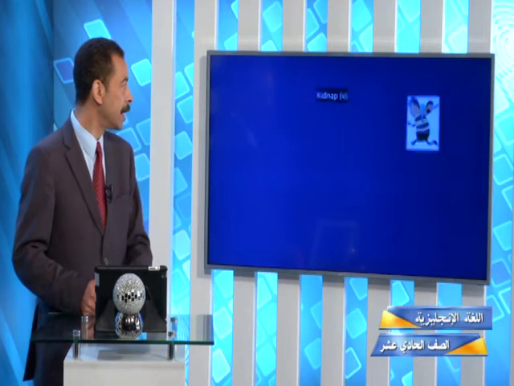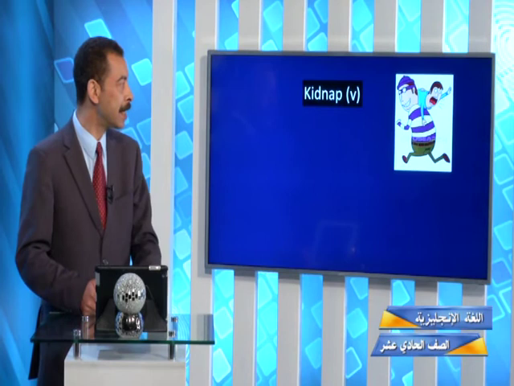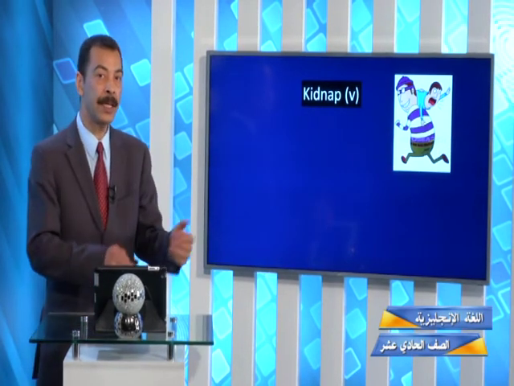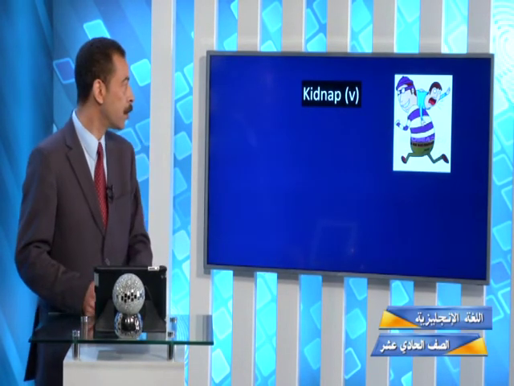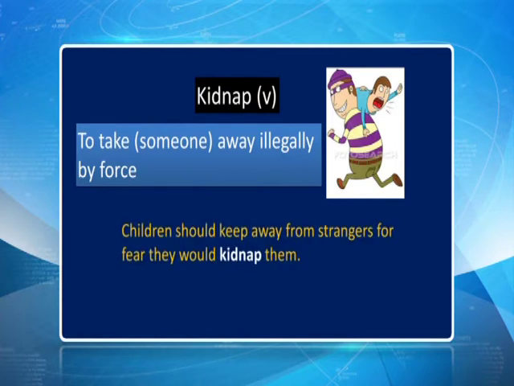Our next word is kidnap. As the picture illustrates, we have someone taking another person by force. So the meaning of the word kidnap is to take someone away illegally by force. An example for this word could be, children should keep away from strangers for fear that they would kidnap them. Normally criminals, when they kidnap a person, ask for a ransom, a large sum of money, before they can release that kidnapped person.